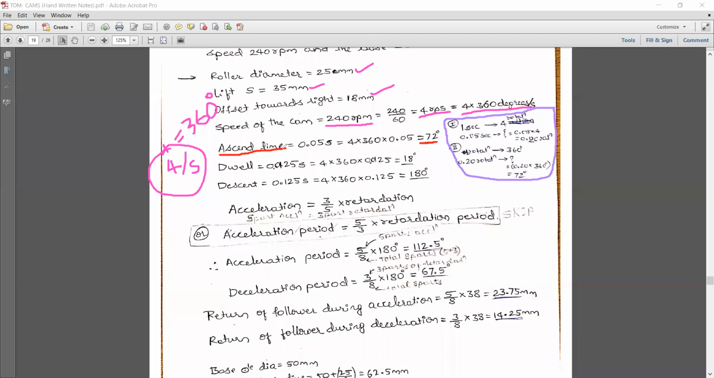Okay. So next, the dwell is 0.0125 seconds they have given.